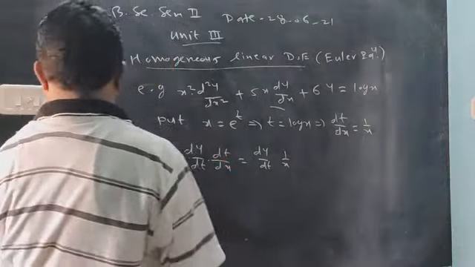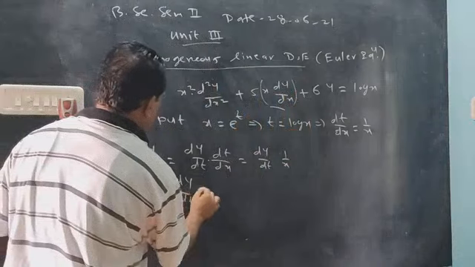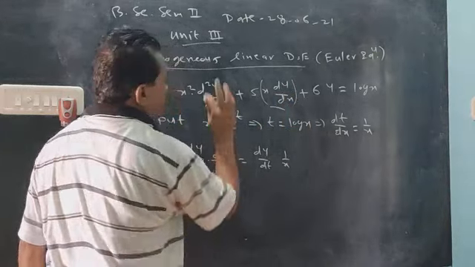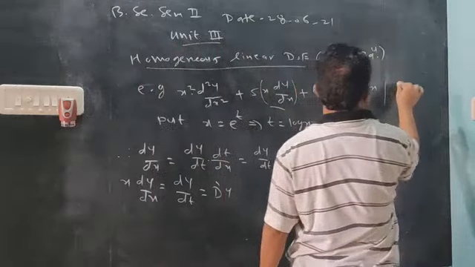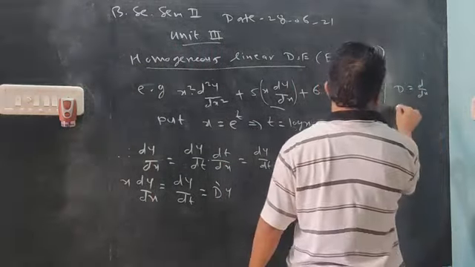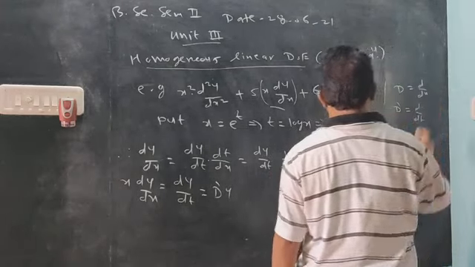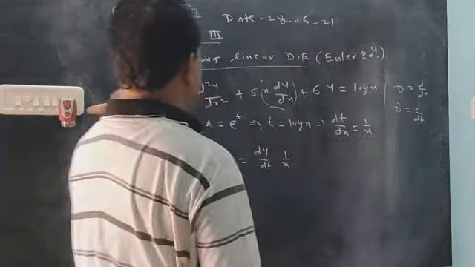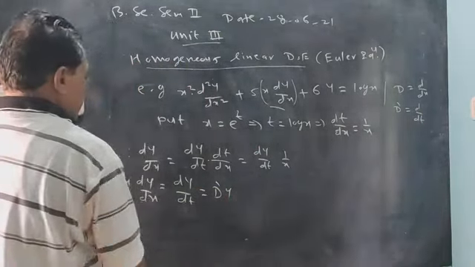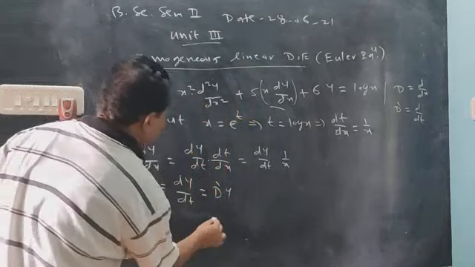Multiplying by x, we get x dy by dx equals dy by dt. For dy by dt we use the short symbol D dash. Because already we know D is d by dx. Here D is d by dx, and now D dash is d by dt. The derivative with respect to t, we use another symbol, D dash. Now that is only the first term. Now the second term.